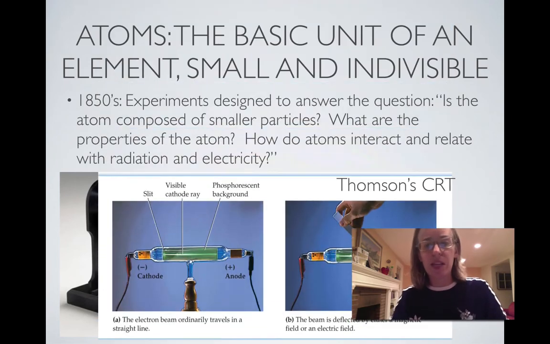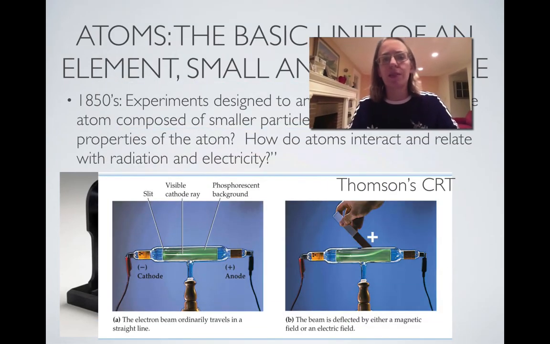Probably the most familiar name associated with the cathode ray tube experiments is Thomson. Thomson did a whole bunch of experiments, but just to show the setup for one important one, there's our cathode ray tube. As I mentioned, there's a cathode where the stream of electrons is generated, and they travel through the tube to an anode.